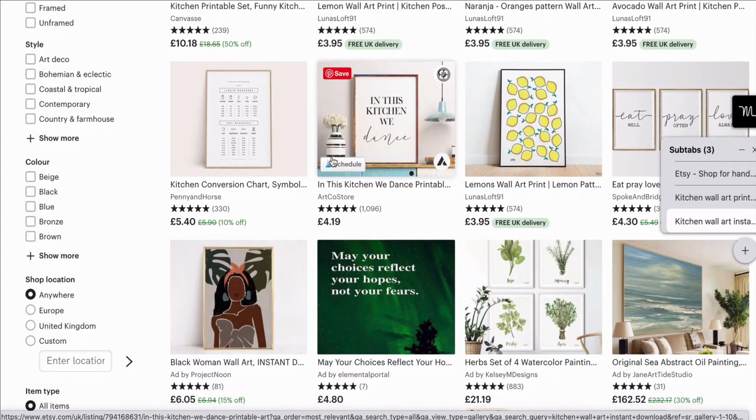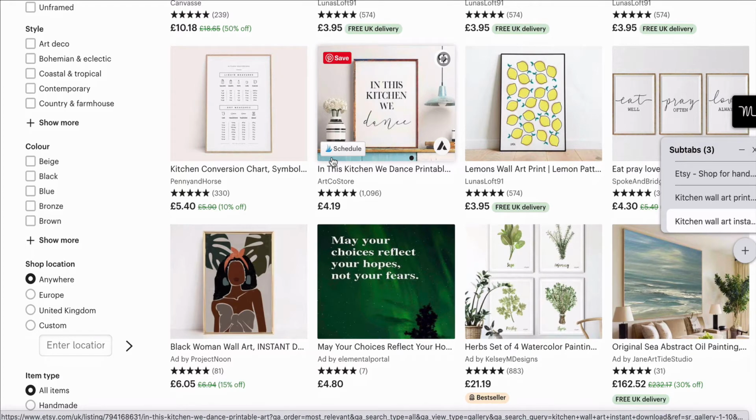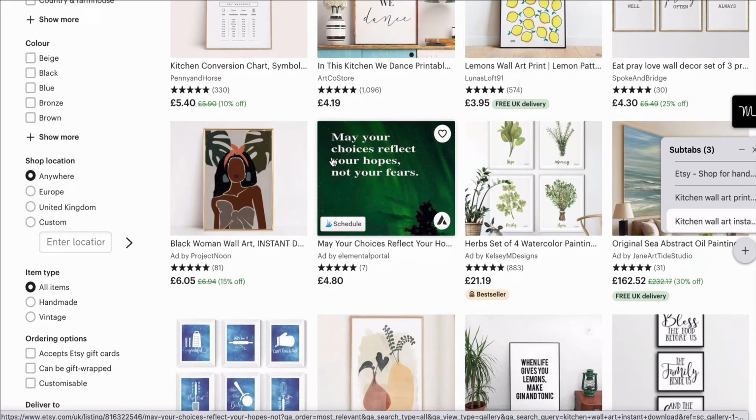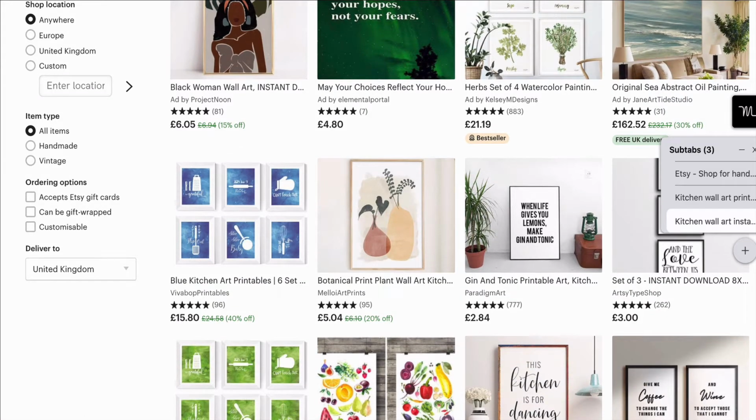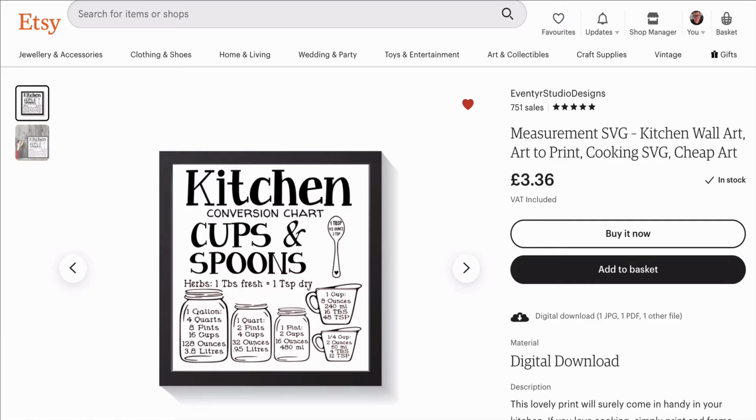So the first instant download that I've discovered is printable wall art. There is a market on Etsy for printable wall art. That means that you simply buy the product and you print it yourself. And one of the products that I've found is this one. This is a printable, an SVG file artwork. It's a kitchen conversion chart, cups and spoons. And the customer would simply buy this product and download it and print it themselves on their own printer.